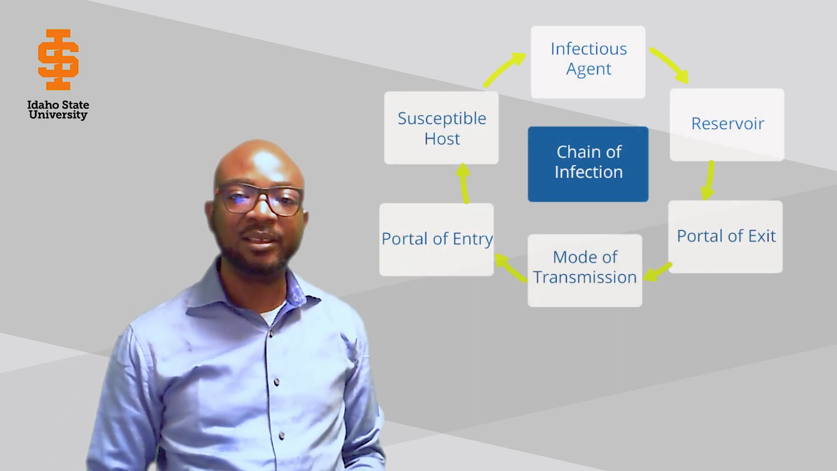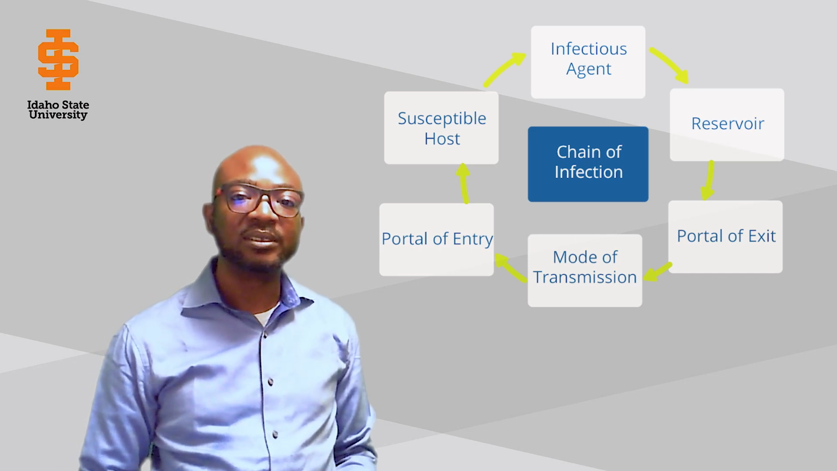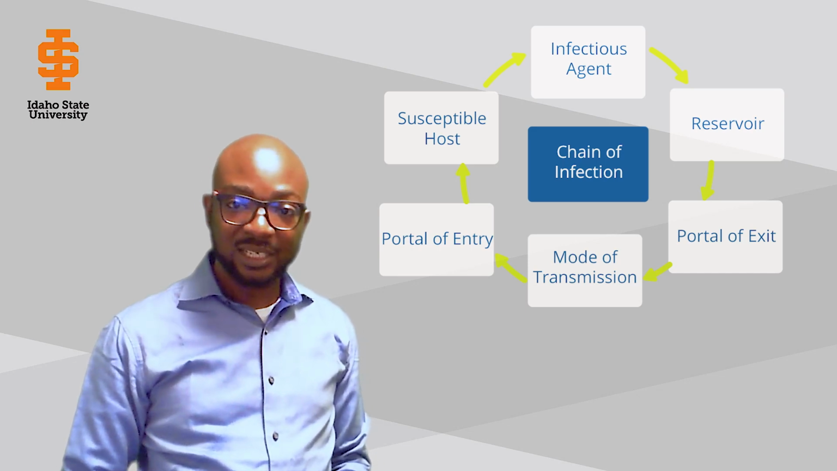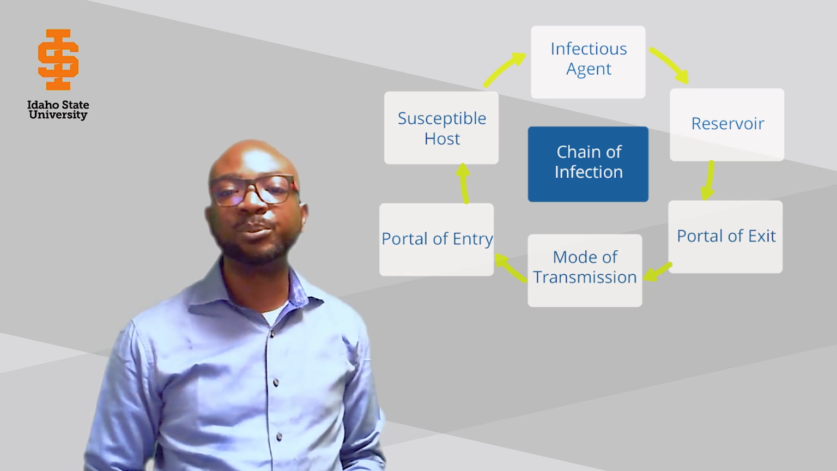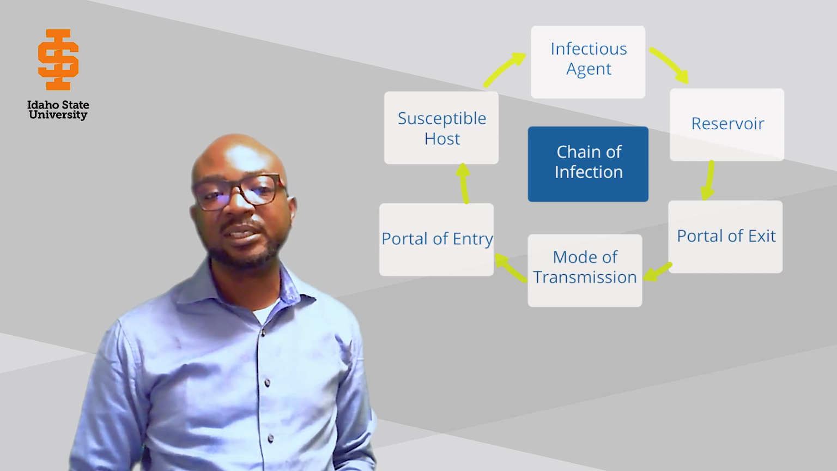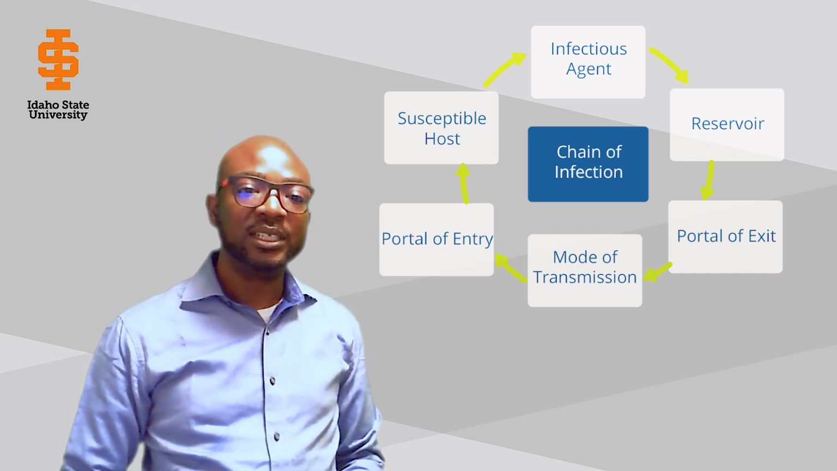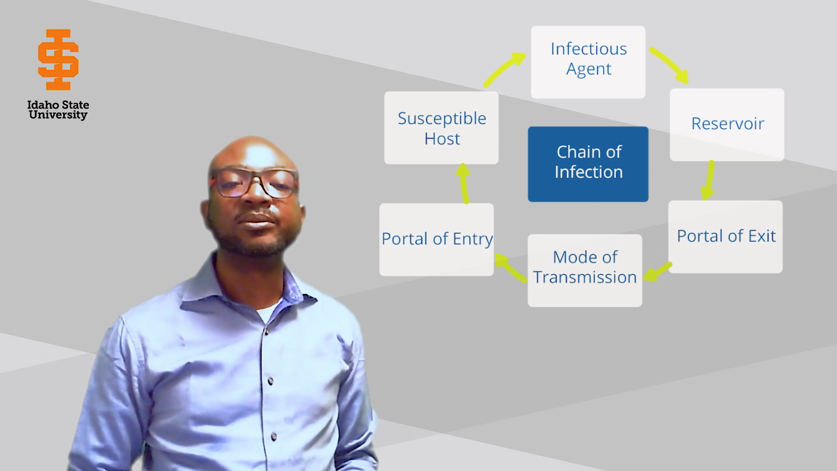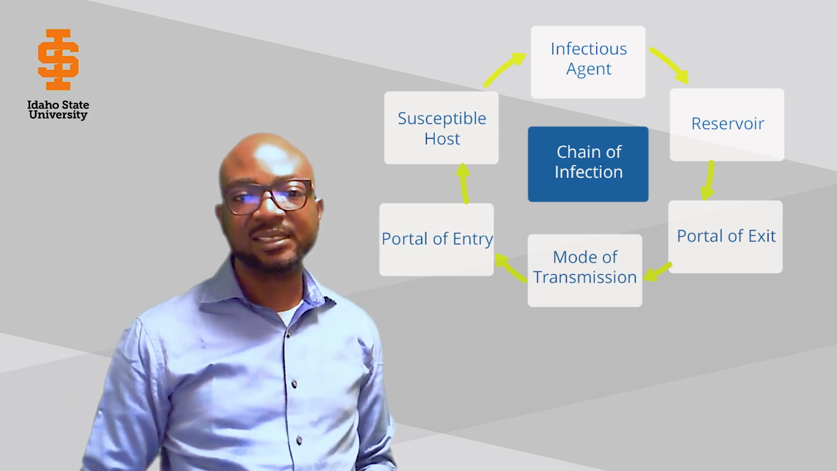Here we have a pictorial representation of the chain of transmission. We have the infectious agent going through the reservoir, from the reservoir leaving through the portal of exit, and then via the mode of transmission, reaching the portal of entry into the susceptible host. So we look at what the portal of exit is.